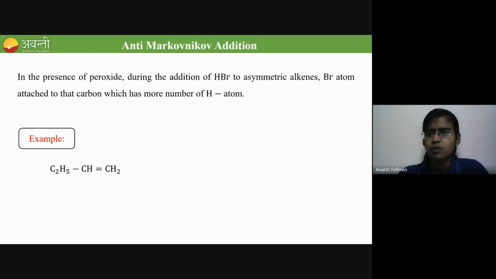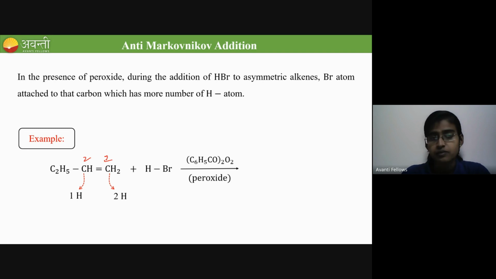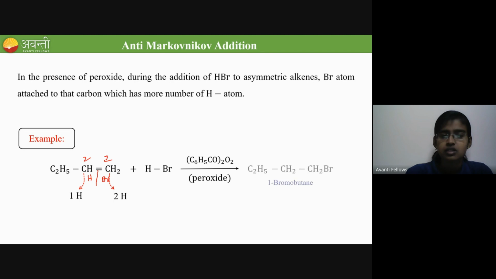C2H5-CH=CH2, this is the unsymmetrical alkene that I have taken, and I'm going to add HBr to it. How to add this HBr? If you see the alkene carbons, the first carbon has 2 hydrogens and the second carbon has 1 hydrogen. In presence of peroxide, we first break this bond, add a hydrogen here and bromine here. So you will end up with 1-bromobutane.